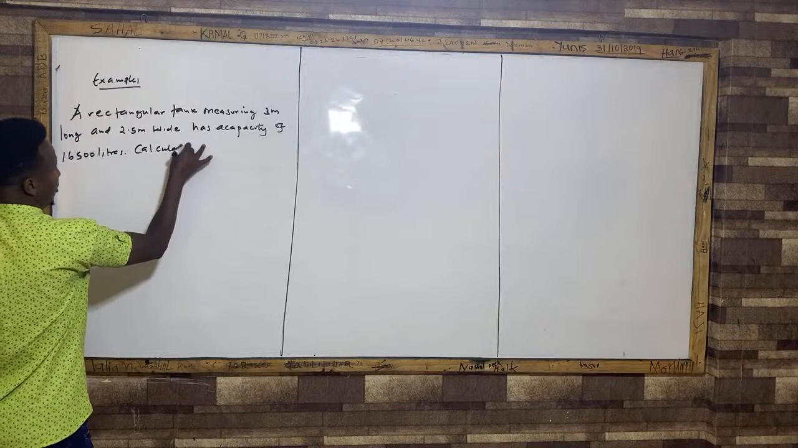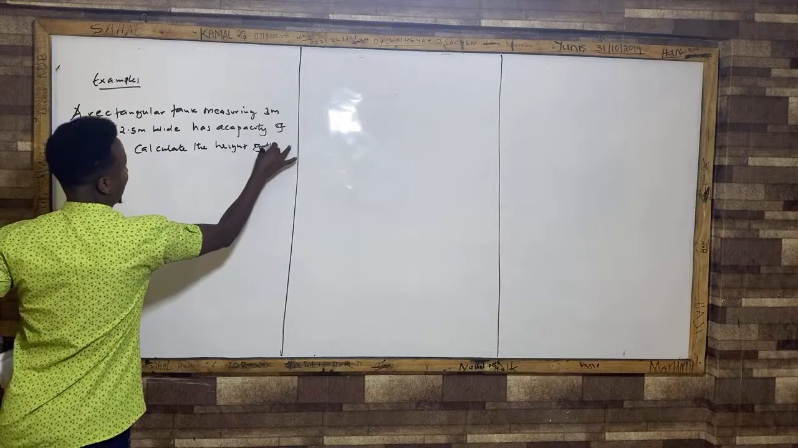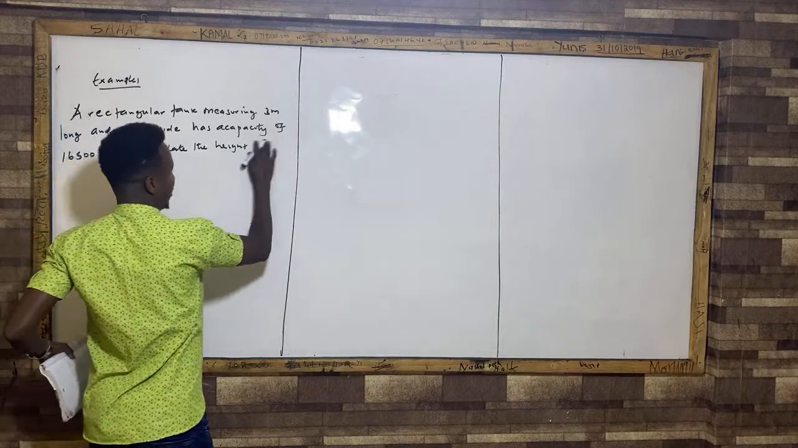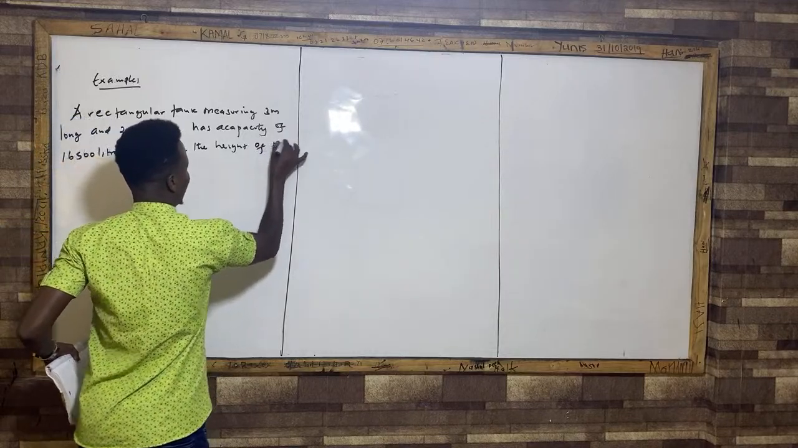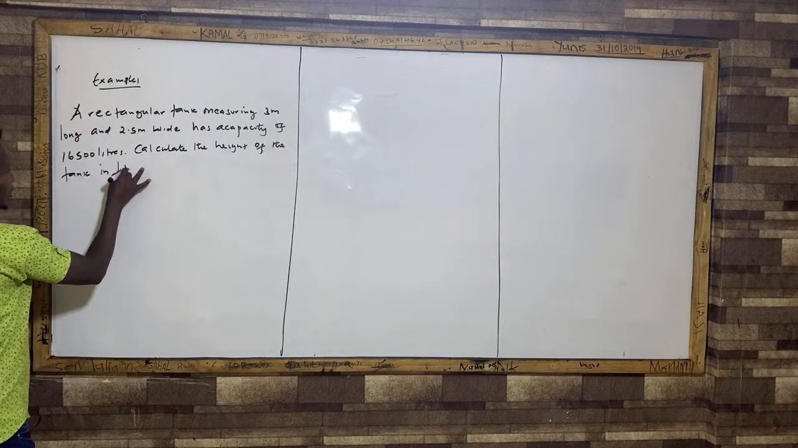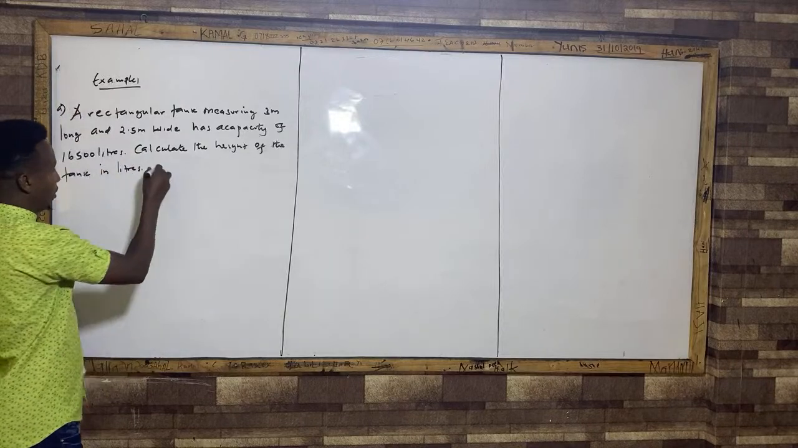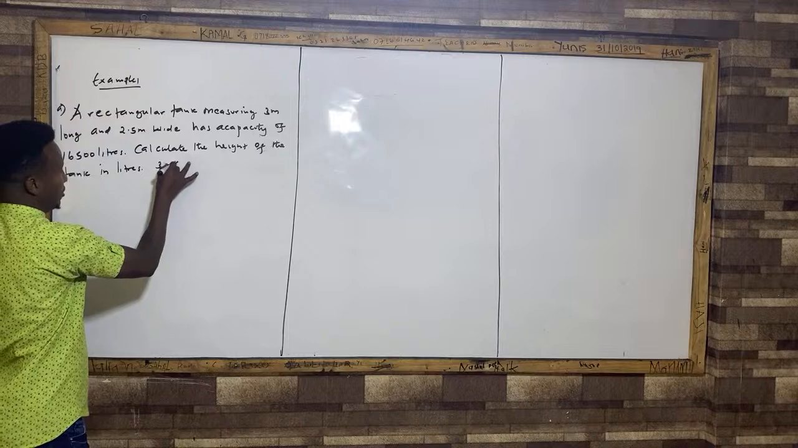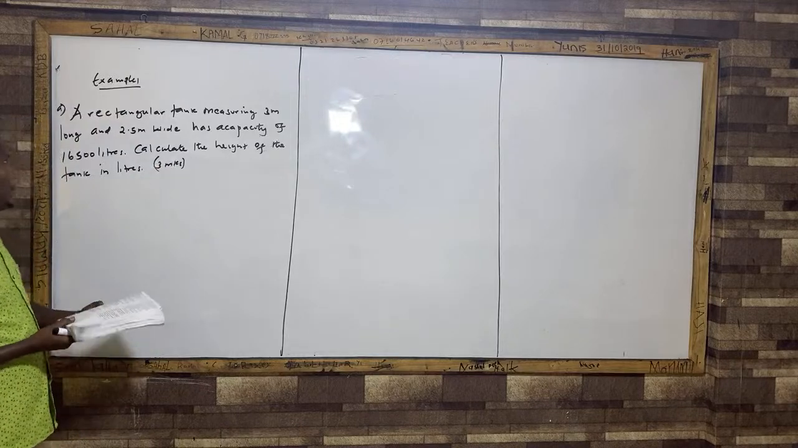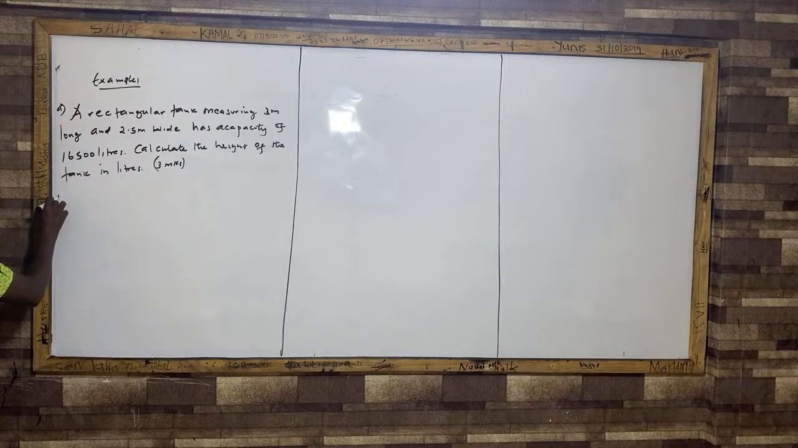Calculate the height of the tank. So this is question A. Remember, this question is carrying 3 marks. This is how they frame paper 1 questions of volume. That's question A. Then let's proceed to question B.